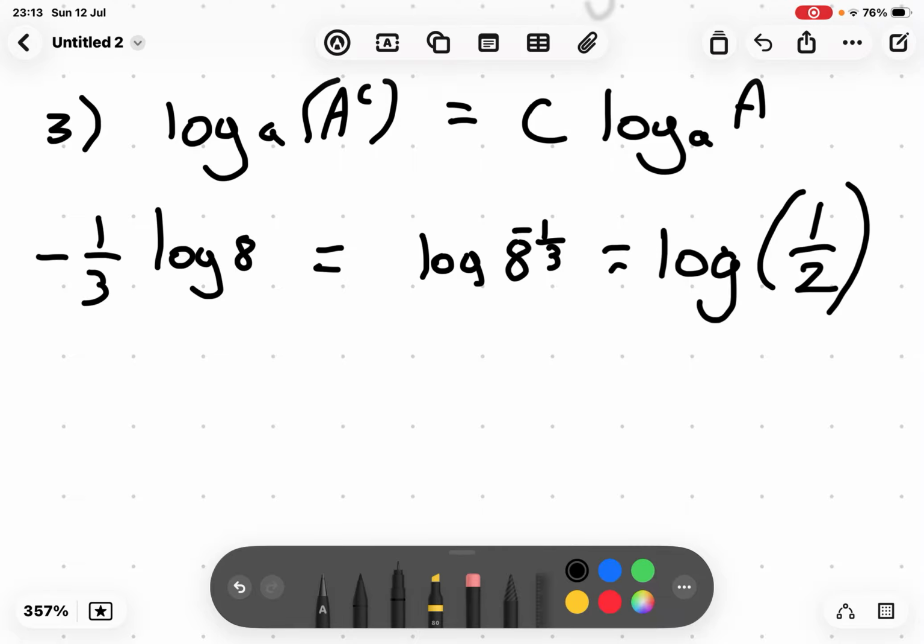I don't understand why 8 to the power of minus 1 over 3 equals 1 over 2. Like, why is the fraction positive? Let me just check that.